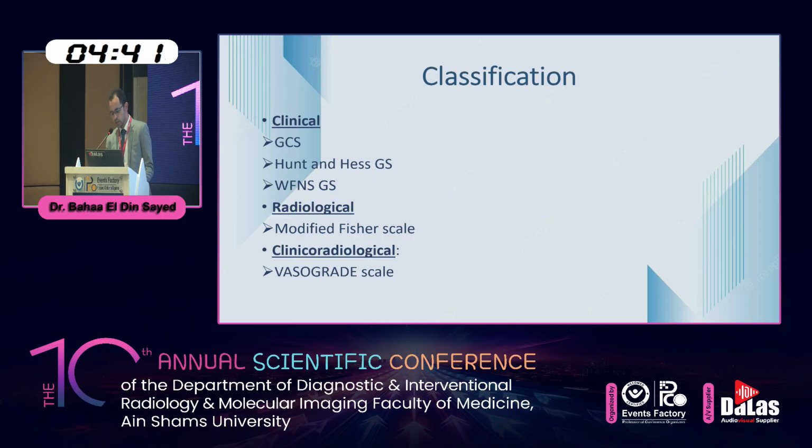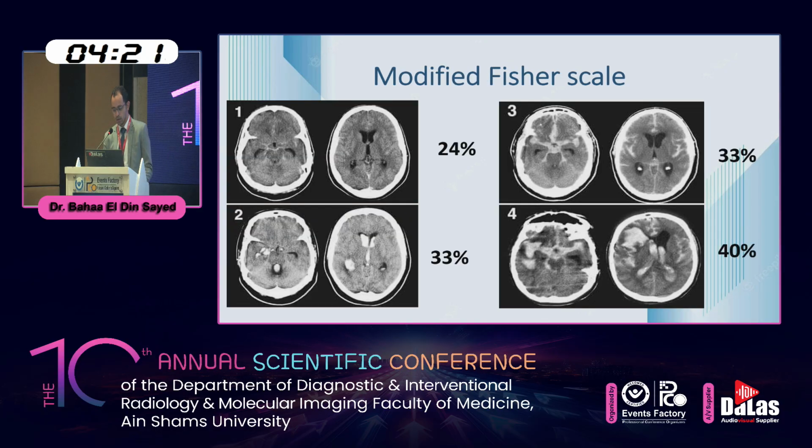Multiple classifications are used to assess subarachnoid hemorrhage, either clinically as Glasgow coma scale and Hunt-Hess grading system, or radiologically as modified Fisher scale. Vasograde scale is used to combine clinical and radiological data to assess patients with subarachnoid hemorrhage. Modified Fisher scale can predict risk of delayed cerebral ischemia.